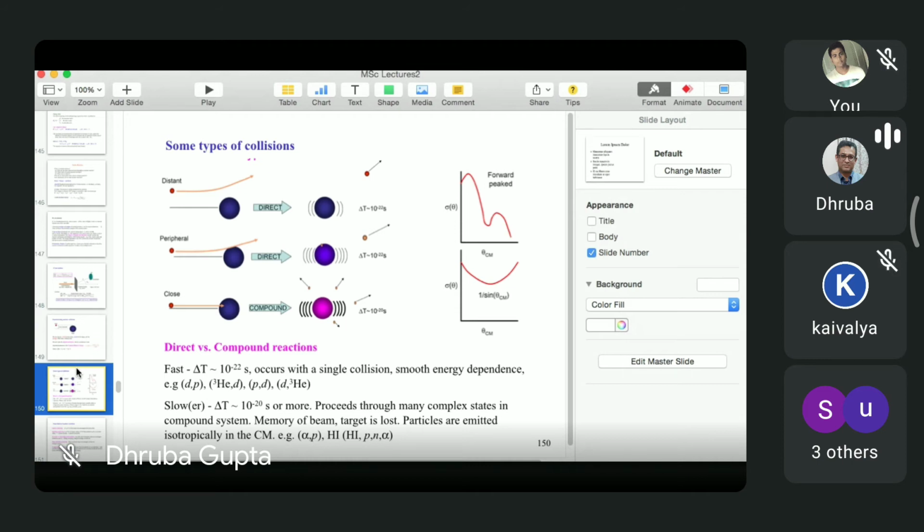Now the lowermost figure is that of an angular distribution for a compound nucleus reaction. Now in a compound nucleus reaction, what happens? First the projectile is absorbed by the target, and then its previous history is lost. So the compound nucleus does not actually remember what was the target and what was the projectile, so it becomes a compound nucleus.